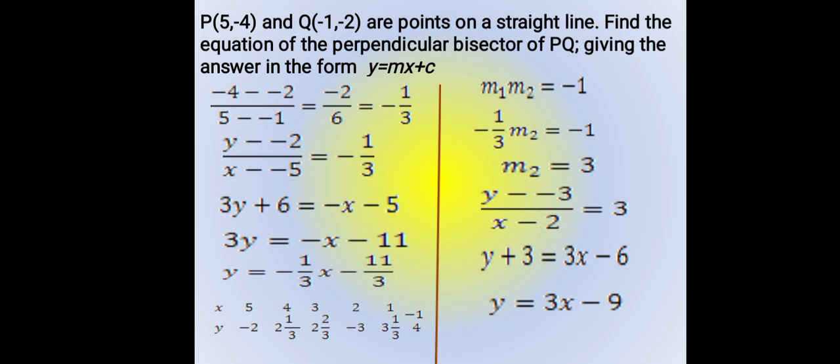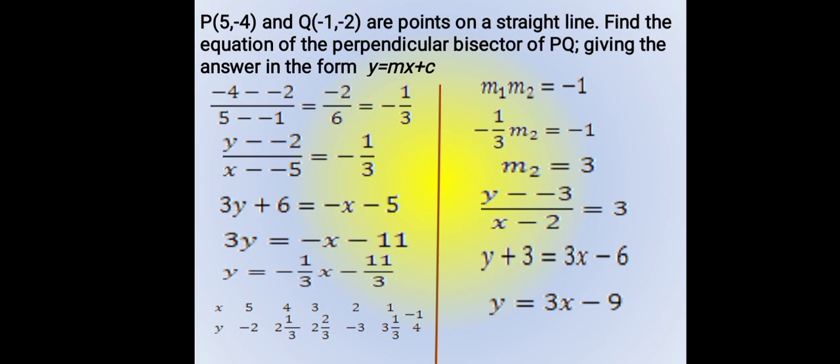Now, let's find the equation of the first line. We shall say -4 minus -2 all over 5 minus -1. We get -2 over 6, which is -1/3. So the gradient of the first line is -1/3. Now, substituting y and x for any of the coordinates P or Q, we get the equation for the first line. So we shall say (y minus -2) all over (x minus -1) is equal to -1/3. Cross multiplying, we get that the equation of our first line is y is equal to -1/3 x minus 11 over 3.